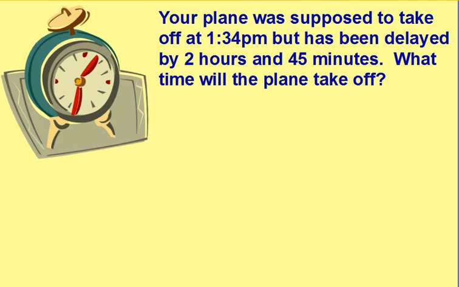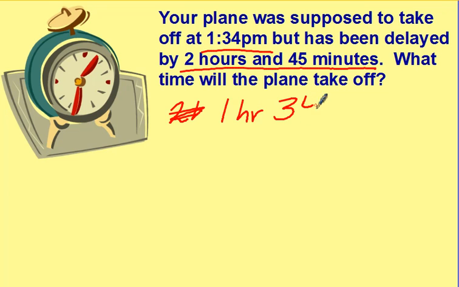You can also add units of time. Your plane was supposed to take off at 1:34 p.m., but has been delayed by 2 hours and 45 minutes. You can actually add these times to find out when your plane will take off. 1 hour, 34 minutes. You can add your 2 hours, 45 minutes.